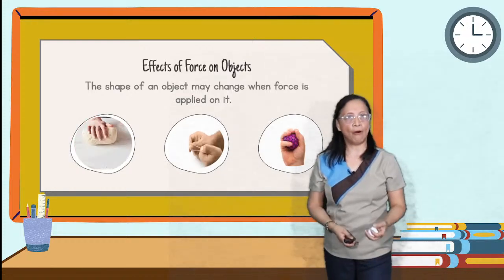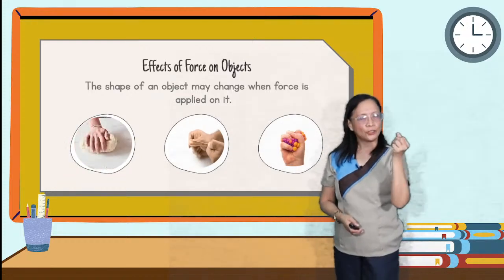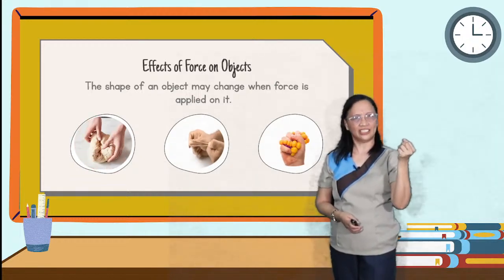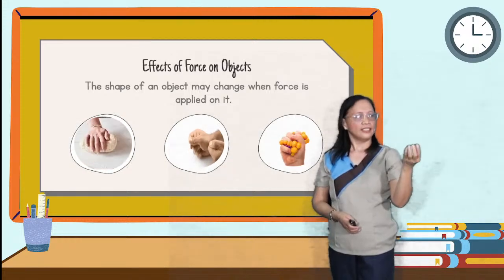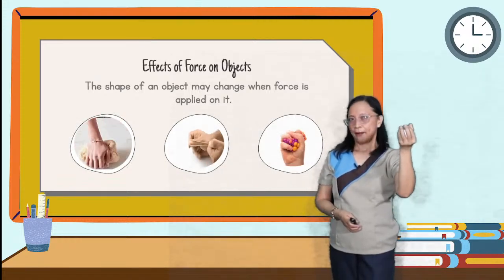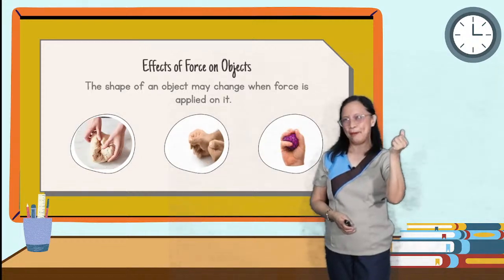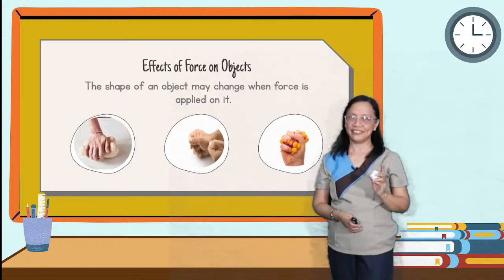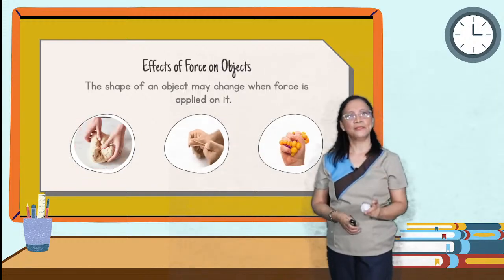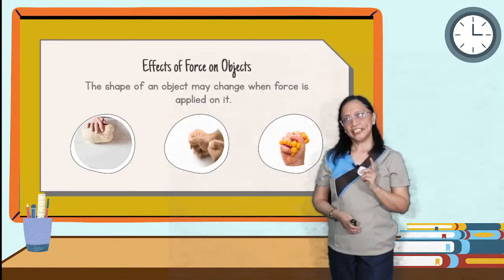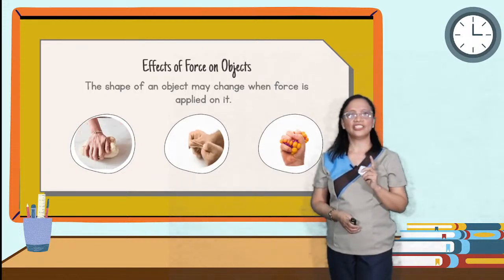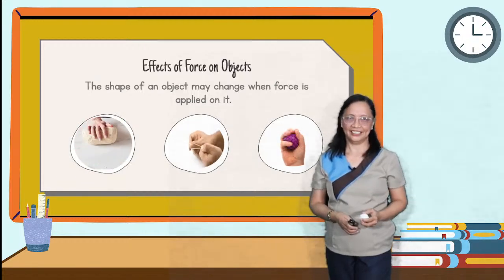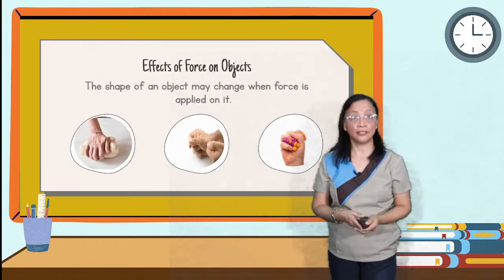Crumpling a rubber ball, or squeezing a rubber ball or plastic ball, changes the shape of an object. A while back, crumpling paper turned it into a paper ball. That changes the shape of an object. Remember? So, force can change the shape of an object when it is applied to it. Take note of that.